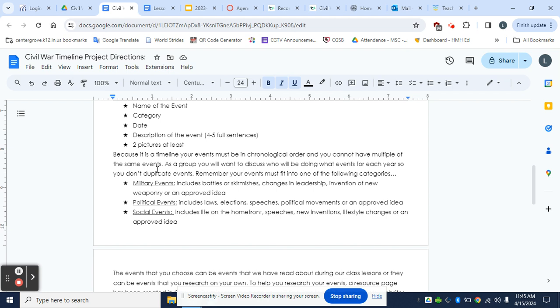Your social events could include life on the home front. I also think speeches could be included in social events as well. New inventions, I think, could also be included in social events. It depends on what that invention is. Also lifestyle changes and/or another approved idea.